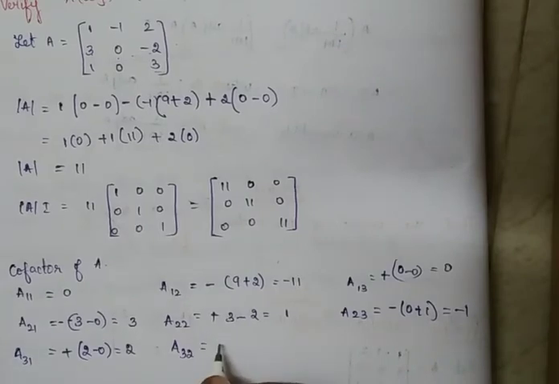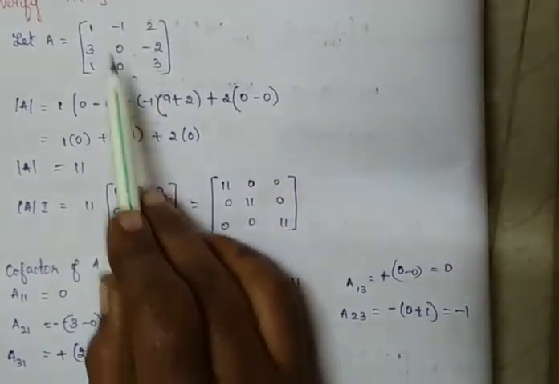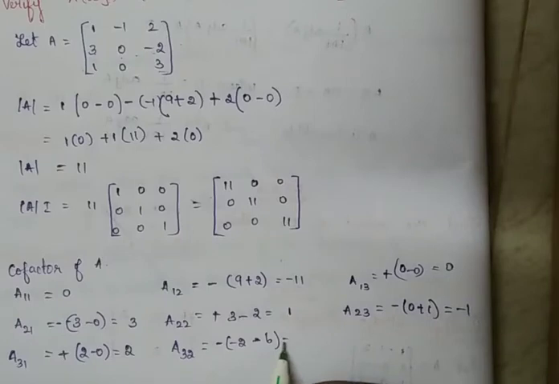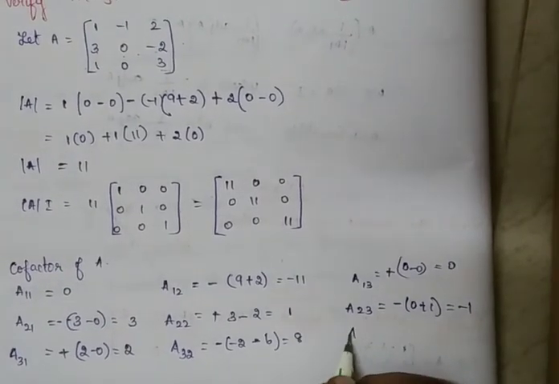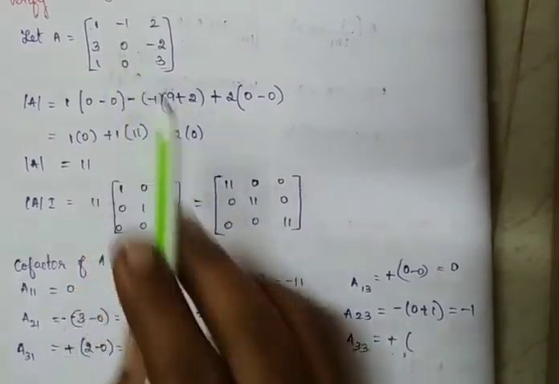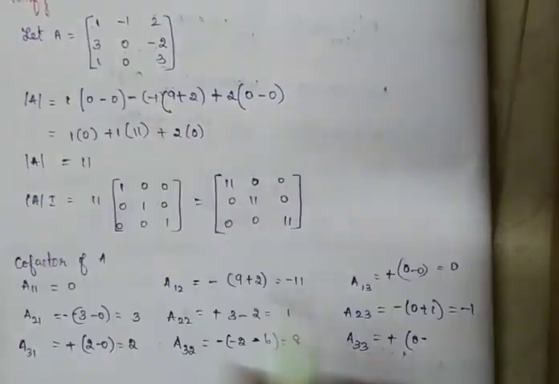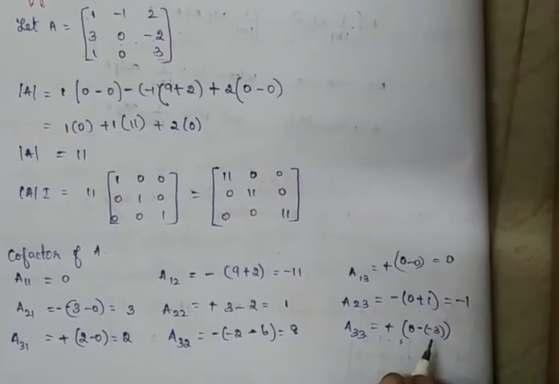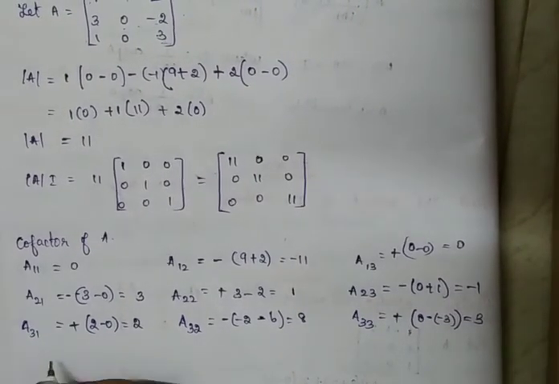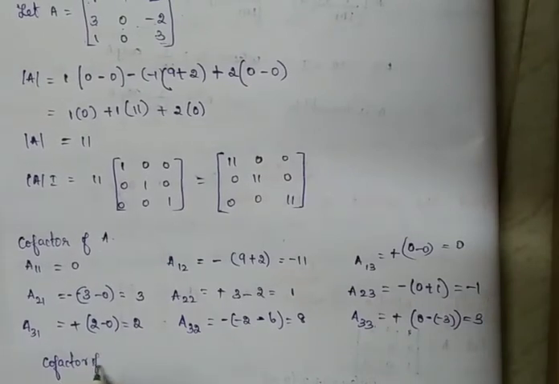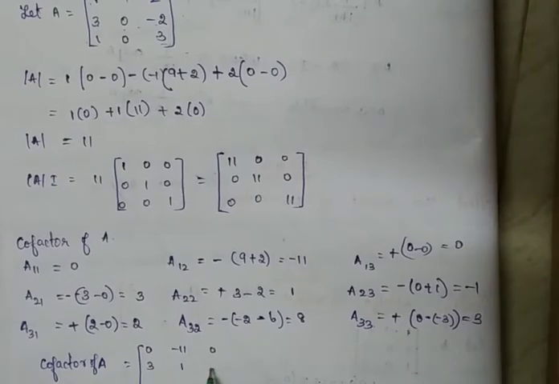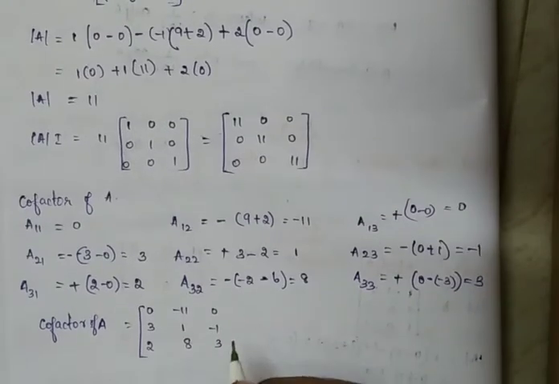Next, A32: for this place sign is minus. Leave this row, leave this column, 1 into minus 2 is minus 2, minus 3 into 2 is 6, so this is minus 8, and minus of minus 8 is plus 8. Next A33: for this place sign is plus. Leave this row, leave this column, 1 into 0 is 0, minus 3 into minus 1 is minus 3, that becomes plus 3, so this is equal to 3. Now we have the cofactor matrix, so let us write the cofactor of A: 0 minus 11 0, 3 1 minus 1, 2 8 3.